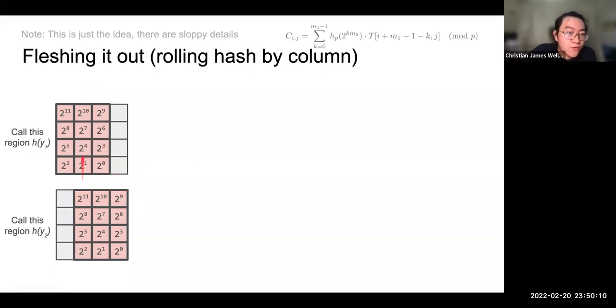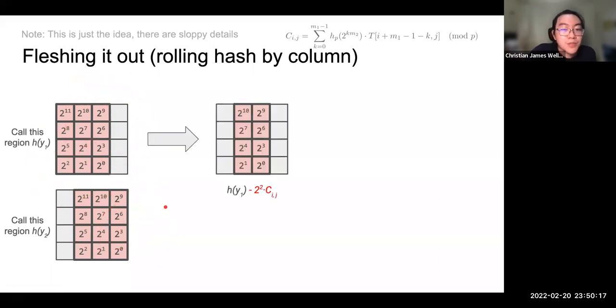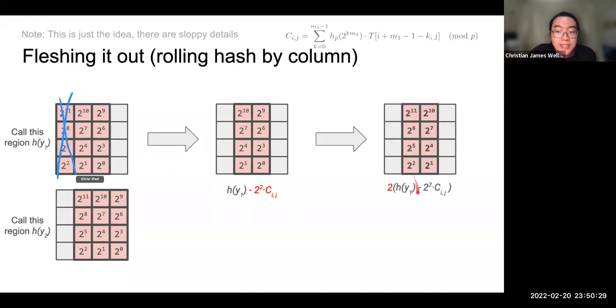So how do we go from h of y1 to h of y2? Same as before. Notice how you have to take out the leftmost value first, and then notice how you have to multiply everything by 2, because now this is 10, this is 11, this is 7, this is 8. So everything in these two columns will be multiplied by 2. So that's why we multiply by 2.